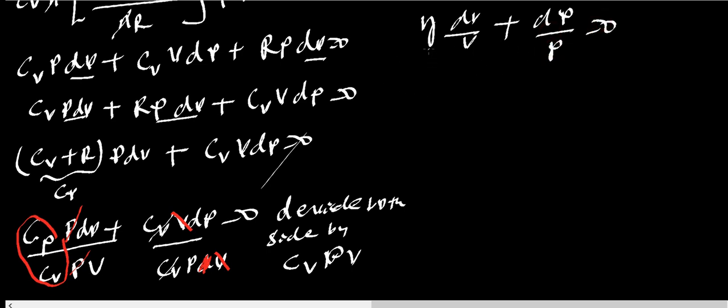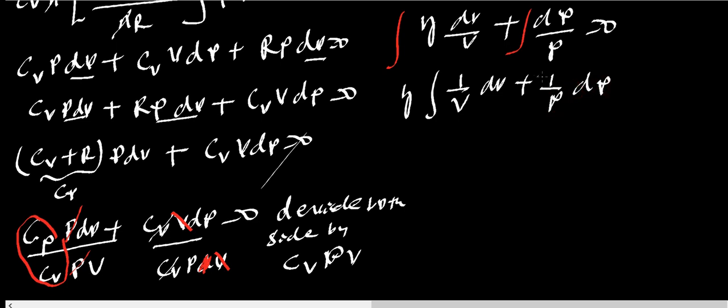Then let's integrate it. Integrate both sides. The integral of zero is a constant. So gamma times the integration of 1 over V dV plus the integration of 1 over P dP.